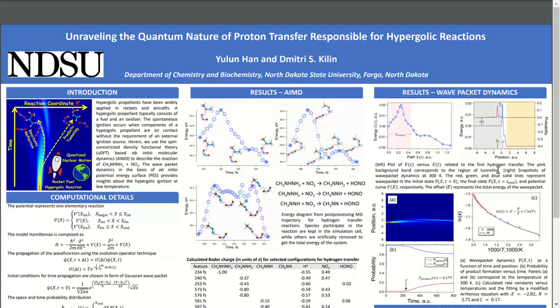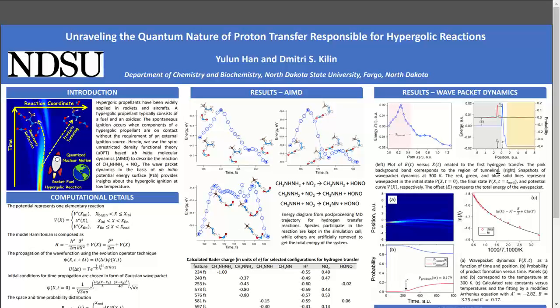Okay, so in this study we are focusing on hypergolic systems. The hypergolic propellants have been widely used in rockets and aircraft. Typically the hypergolic propellants consist of fuel and oxidizer. Traditionally, hydrazine and hydrazine derivatives are used as fuel, and nitrogen dioxide is used as the oxidizer. When these two components come into contact, there is spontaneous ignition, even at room temperature.